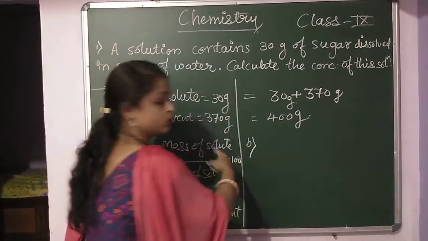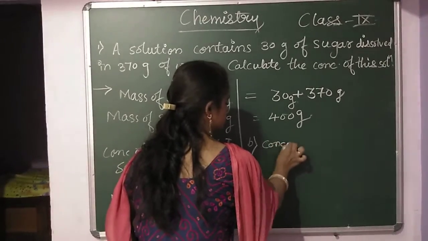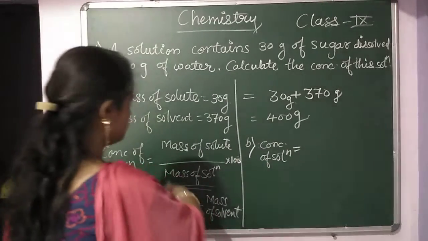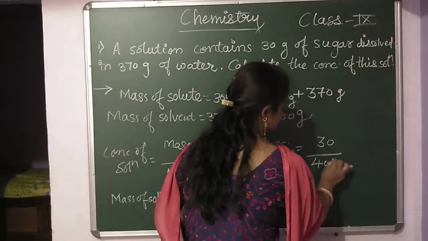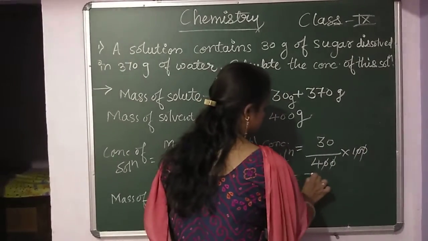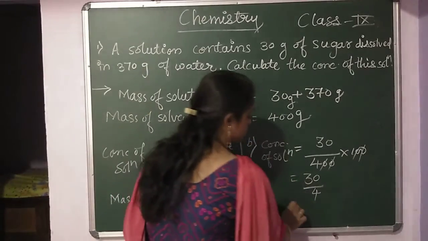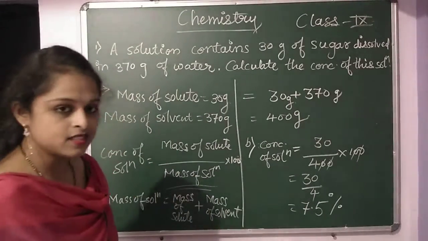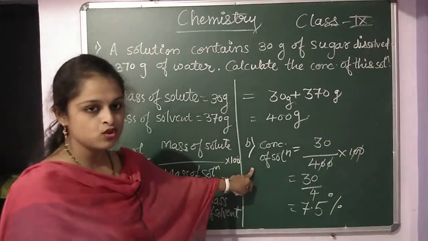Now I am putting the values directly in this formula. Concentration of solution is equal to mass of solute, which is 30, and mass of solution, which is 400 grams, multiplied by 100. Now see, as per the rule, this 0 gets cancelled and we have 30 upon 4. If we divide the numerator by the denominator, we will get the answer 7.5%, and this 7.5% is the concentration of the solution.